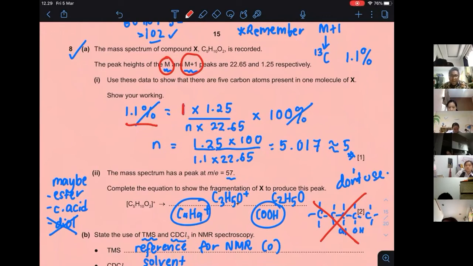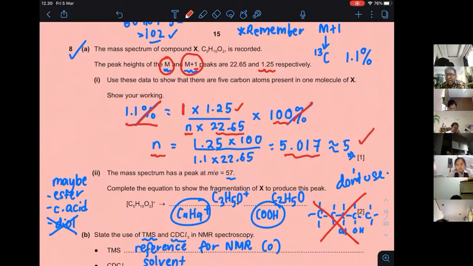Therefore it is 1. And the abundance of the M plus 1 peak is going to be 1.25. Normally we use this formula to calculate the N. So I put N over there, times the normal abundance for M, 22.65, then times 100%. I cancel the percentage, rearrange and find N, and I will get 5.017, which is going to be 5.